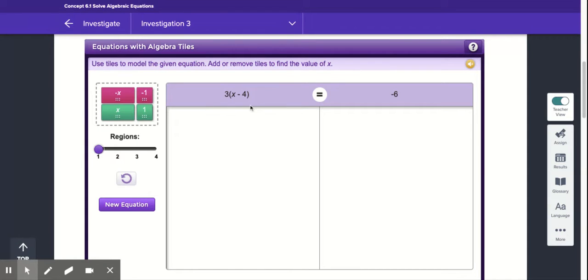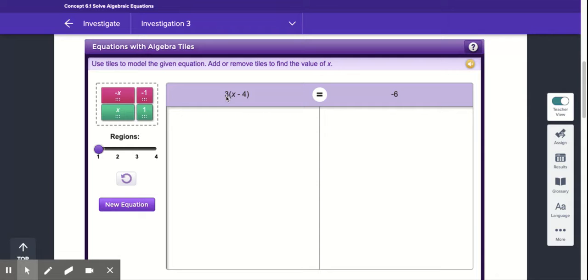This one is a little bit different because it is showing you the distributive property. Remember, the distributive property states that whatever is on the outside of the parentheses, you have to multiply it into the parentheses, okay? And you have to do it to both numbers and or variables in the set.